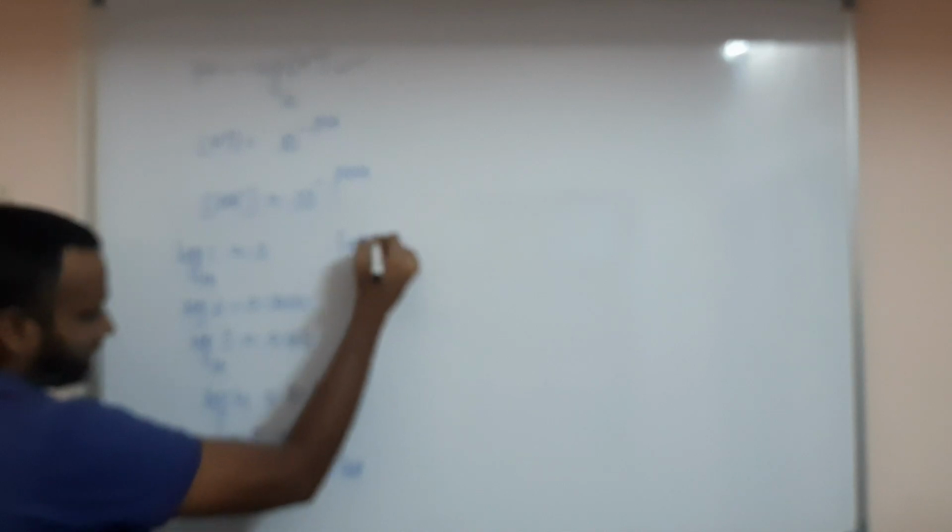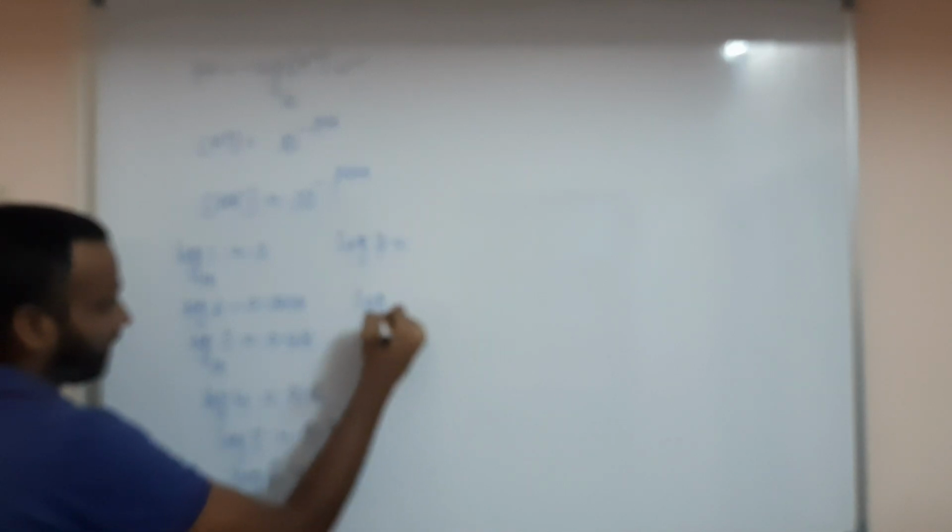Log 6: log 2 plus log 3, because 6 means 2 into 3, no? Log AB formula: log A plus log B. So if you add these two, you can get log 6. That means 0.78 like this. Log 7 you can have, log 8 you can have.